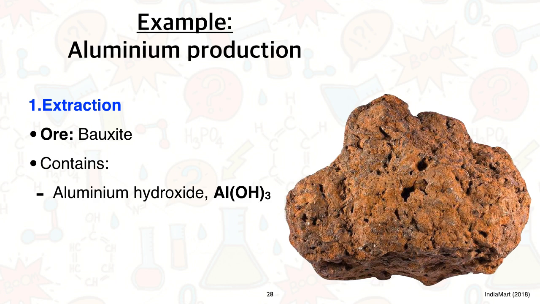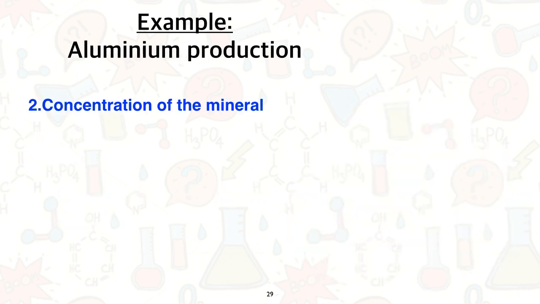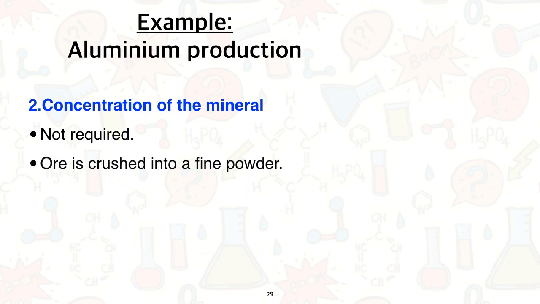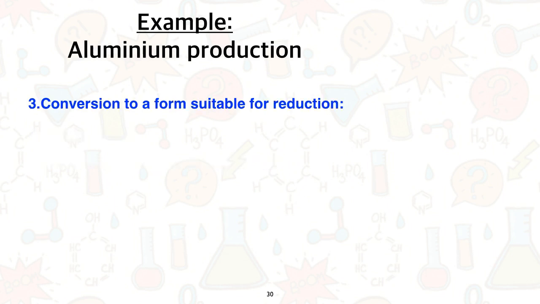So you've got aluminium hydroxide, silica, and your iron oxides. The key thing is trying to obtain that aluminium. So how do we do that? Firstly, the mineral doesn't need to be concentrated because it's already of a high enough percentage, so there's no point doing it. But what we do is we crush the ore into a fine powder, for similar reasons to zinc production.